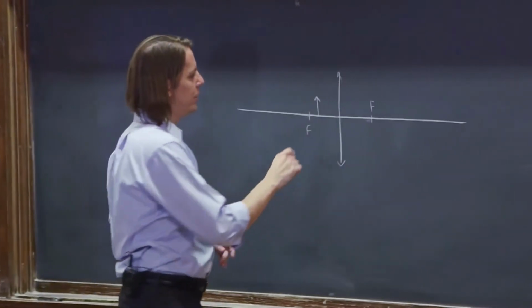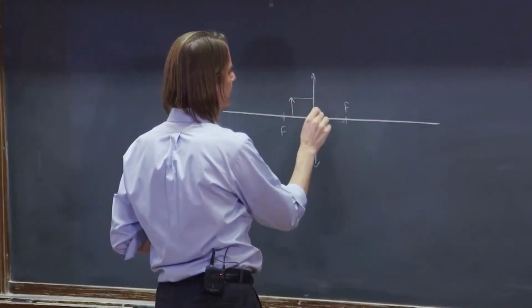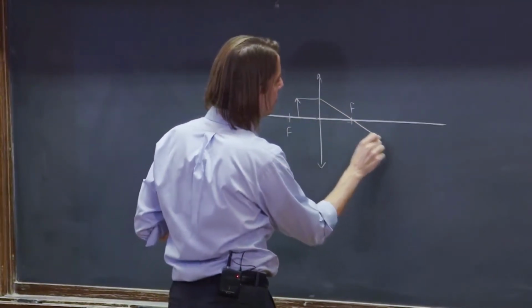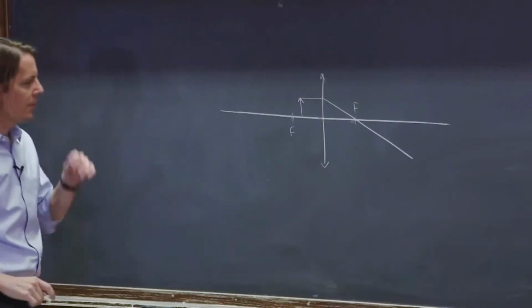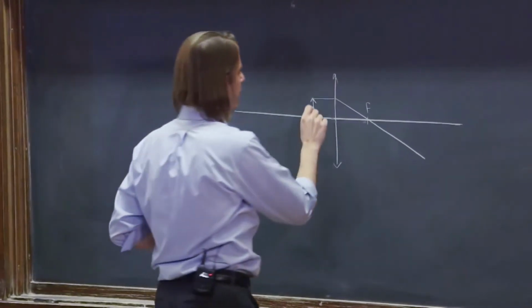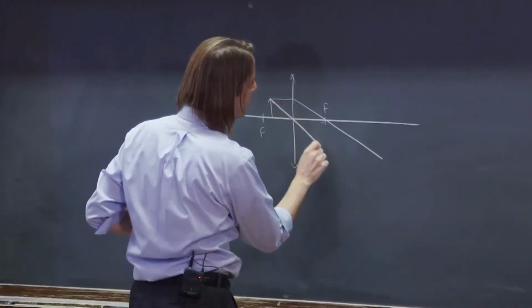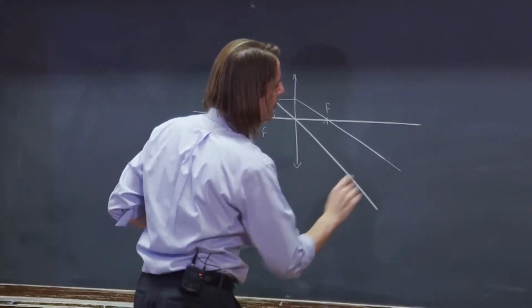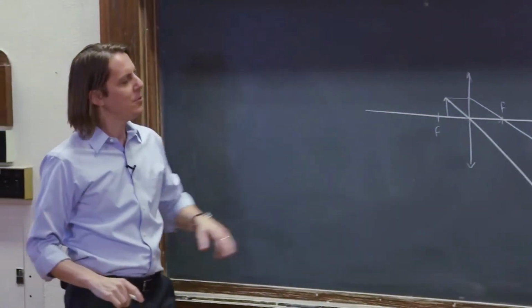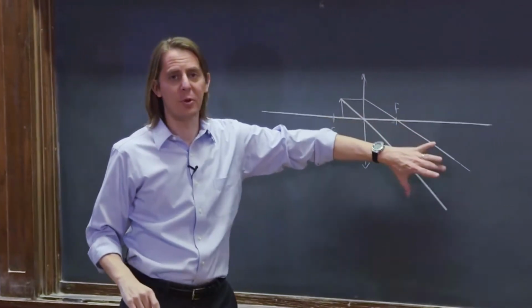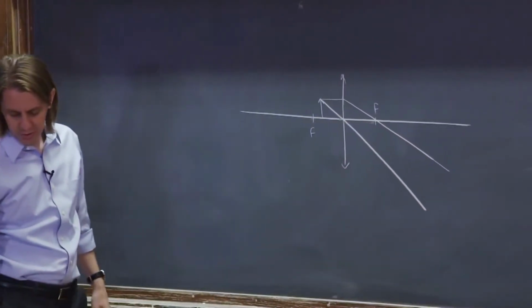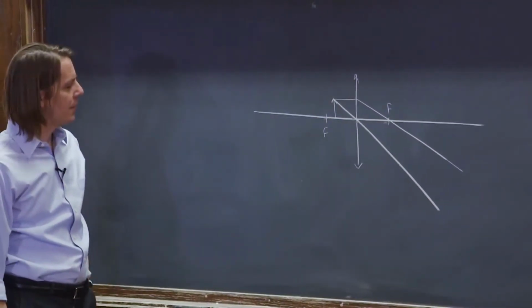Well, you can always draw this one. Light goes to the lens, and then it goes through the focus. All right, and then you can draw this one. Light goes through the center. Right? And maybe you can tell those are not coming together. Those are going apart. Those are diverging.